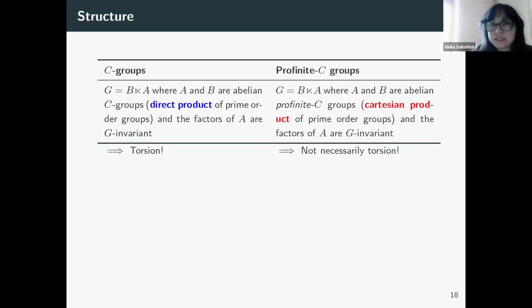Well, now we can notice how profinite C groups and C groups have a very similar structure. Indeed, it was expected because profinite C groups are inverse limits of finite C groups. What is the difference? While for C groups we have a semidirect product of abelian groups which are direct products of prime order groups, the direct product is replaced by the Cartesian product in the profinite setting. In particular, C groups have to be torsion because B and A are both torsion. In profinite C groups, this is not true in general. They are not necessarily torsion.